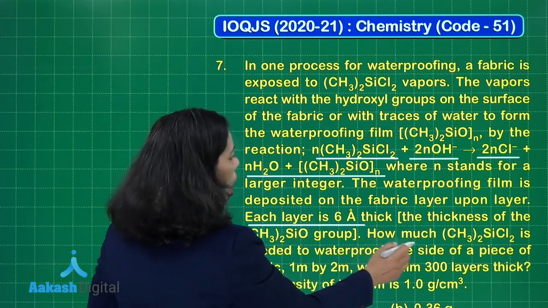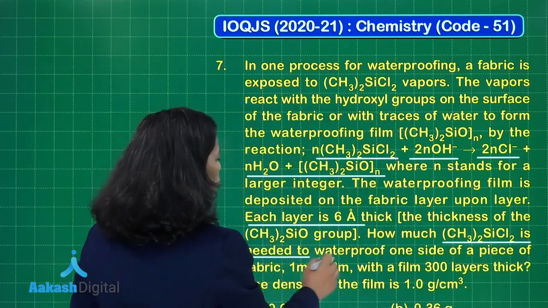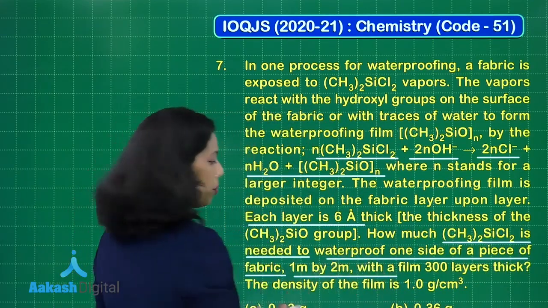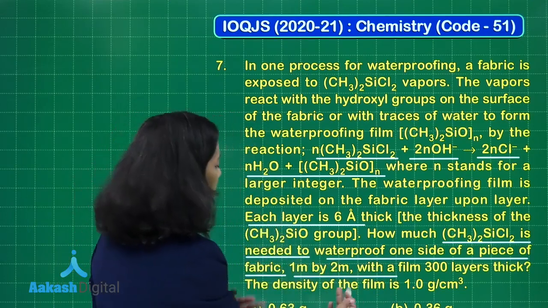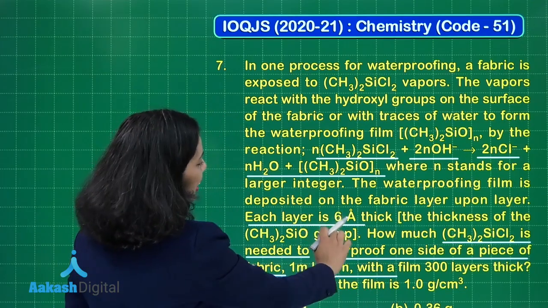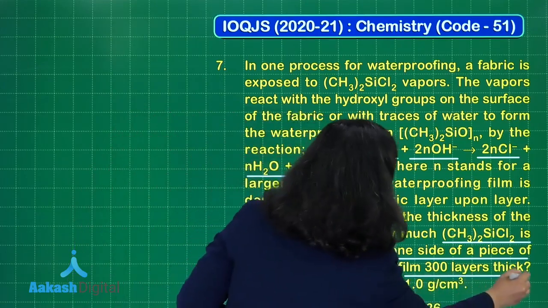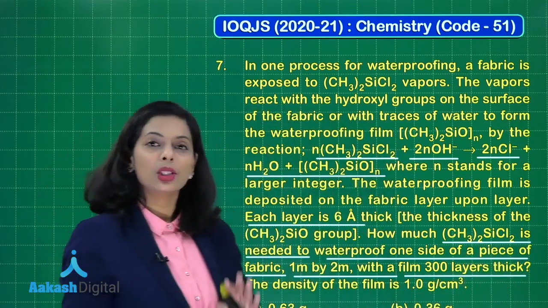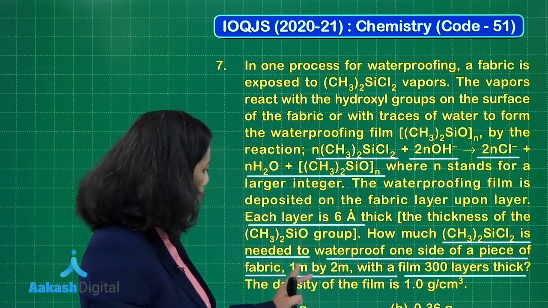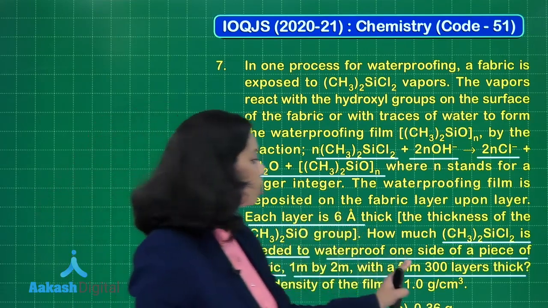And how much dimethyl silicon chloride is needed to waterproof one side of the piece of fabric? Dimensions are given, 1 meter by 2 meter. It means 1 meter into 2 meter, that is the area. And what is the thickness? 6 angstrom for one layer. Further, it has 300 layers, right? So one layer has the dimensions 6 angstrom into 1 meter into 2 meter, right? And further, there are 300 layers.